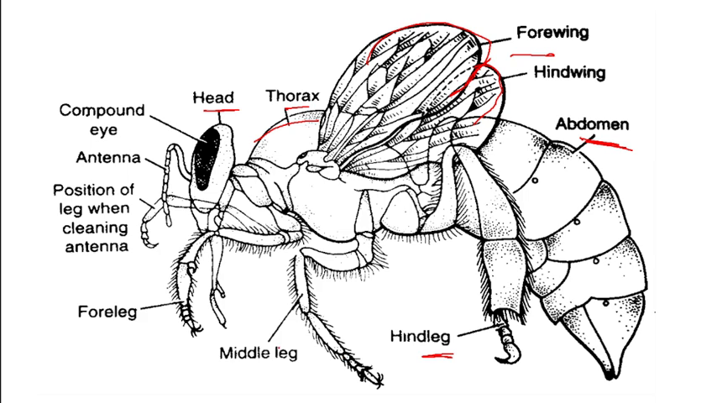This is the hind leg. This is the middle leg. This is the foreleg. This is the compound eyes. These are the antennae here. And this is the position of leg with cleaning antenna.